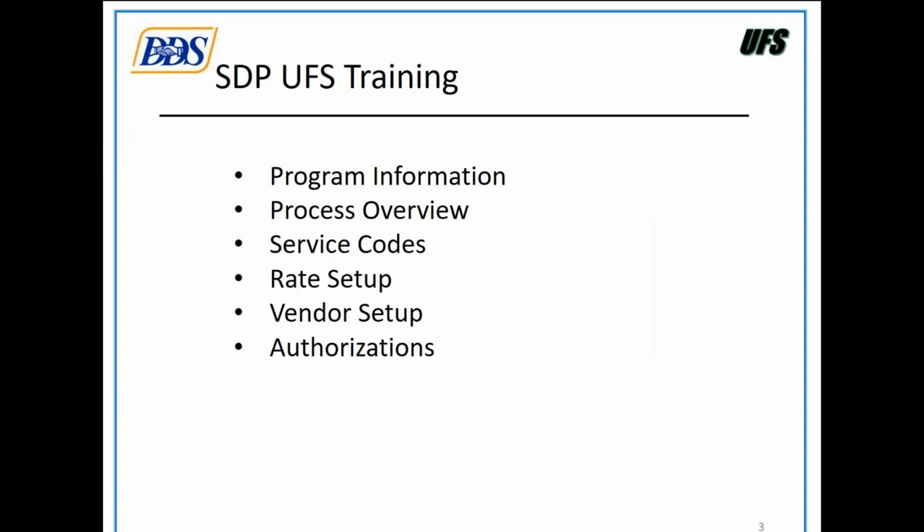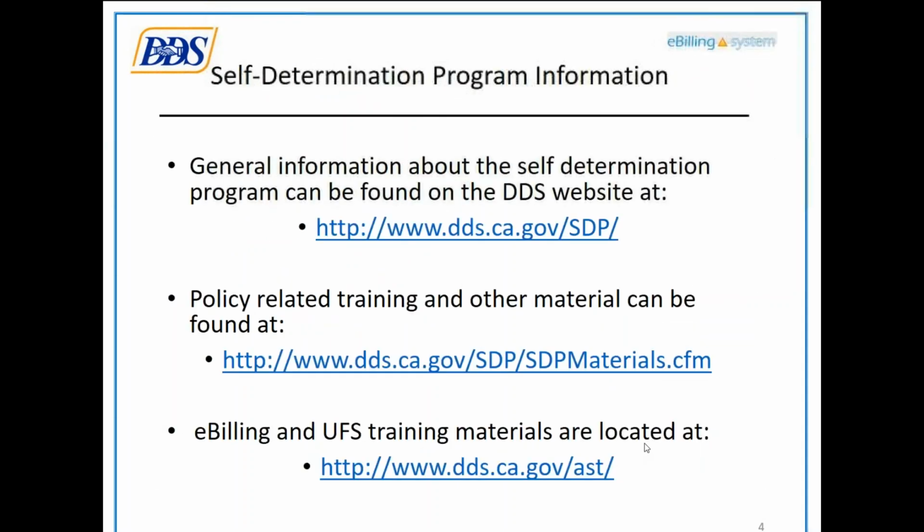Once again, during this portion, we're going to give some program information about the business process flow as it relates to eBilling and UFS, process overview, service codes and rate setup in UFS, vendor setup, and then the authorization setup for a self-determination program. So I'm going to start, and I'm Emily from earlier, and I'm going to start with the general information about the self-determination program.